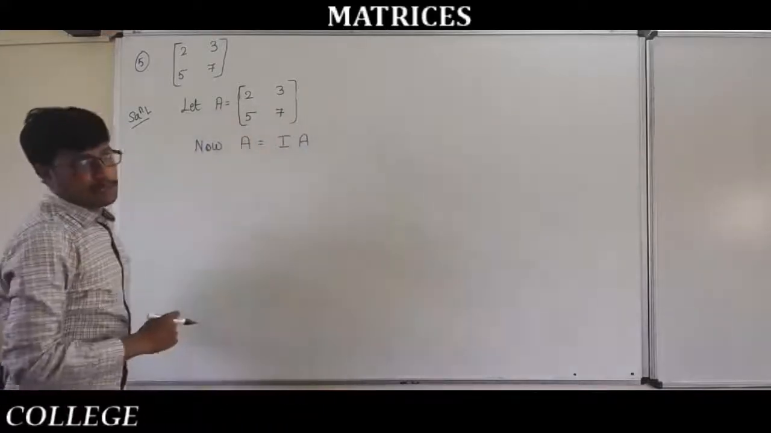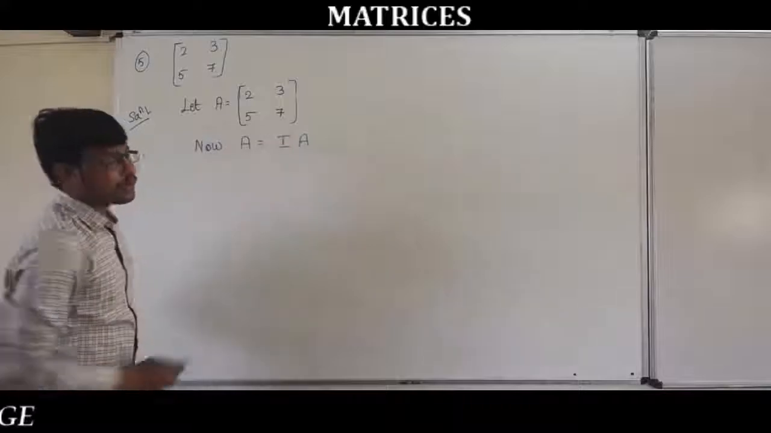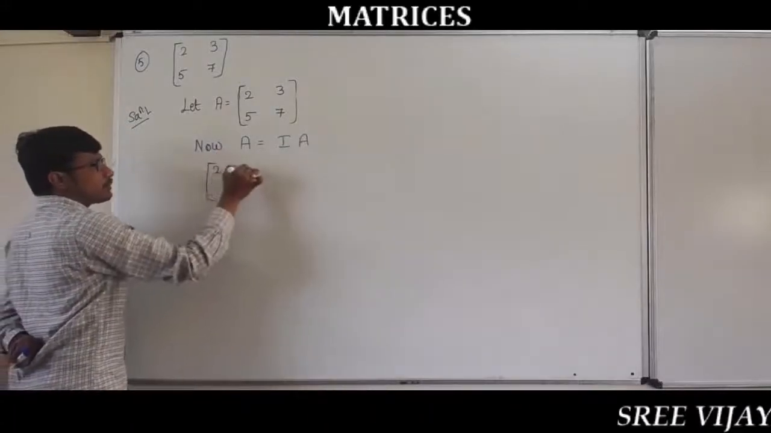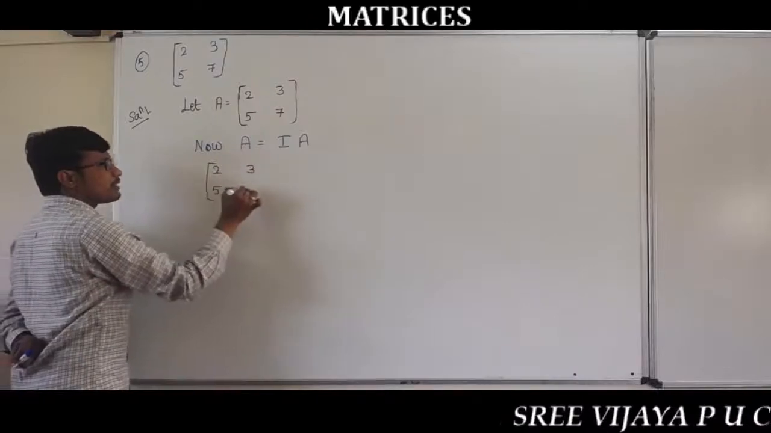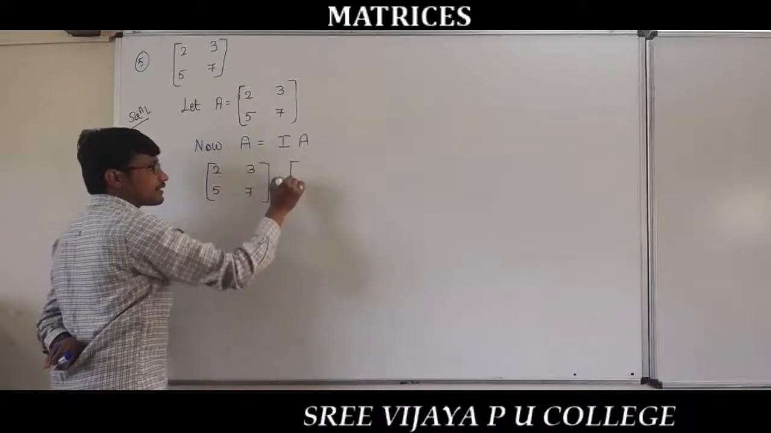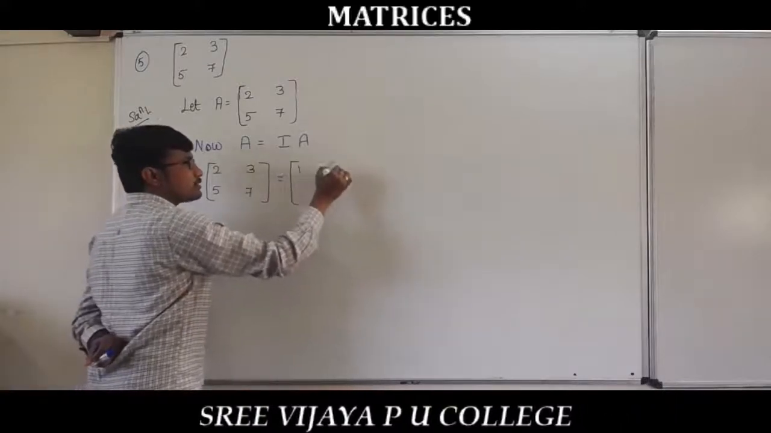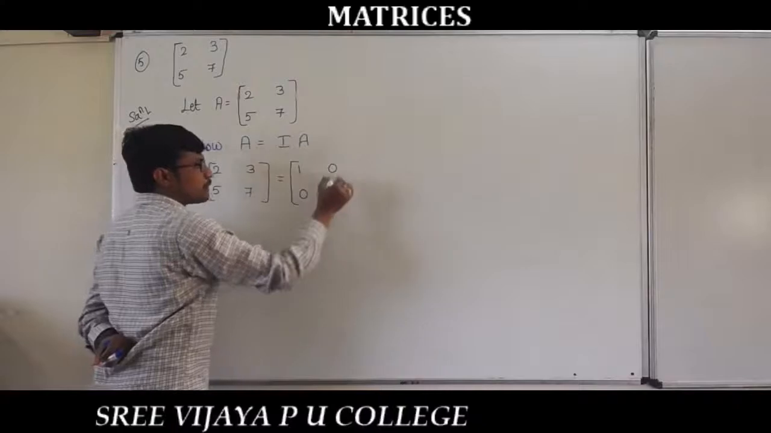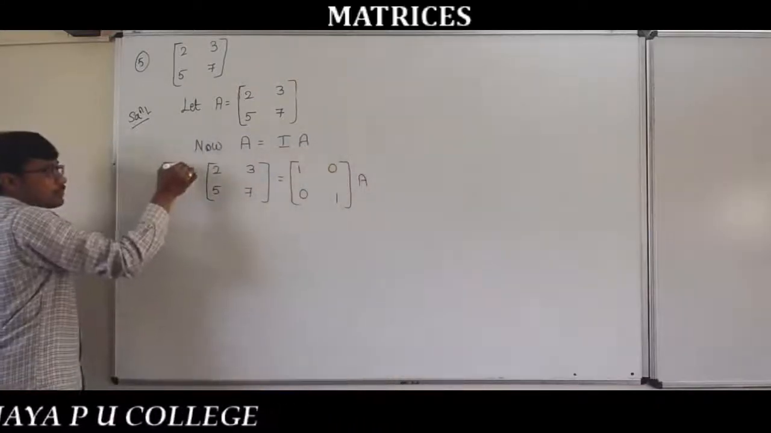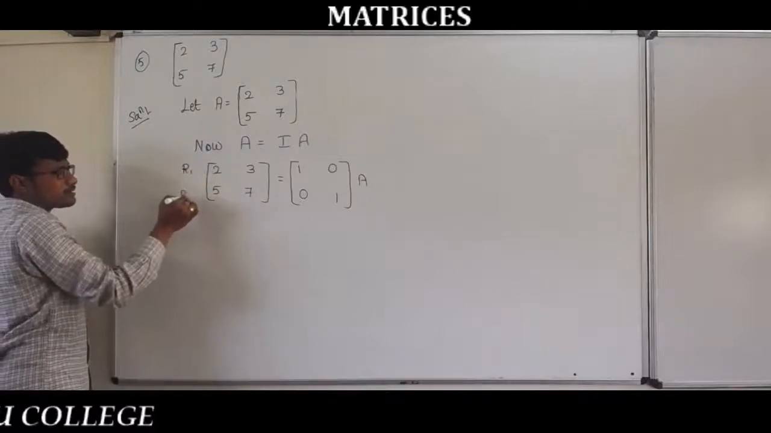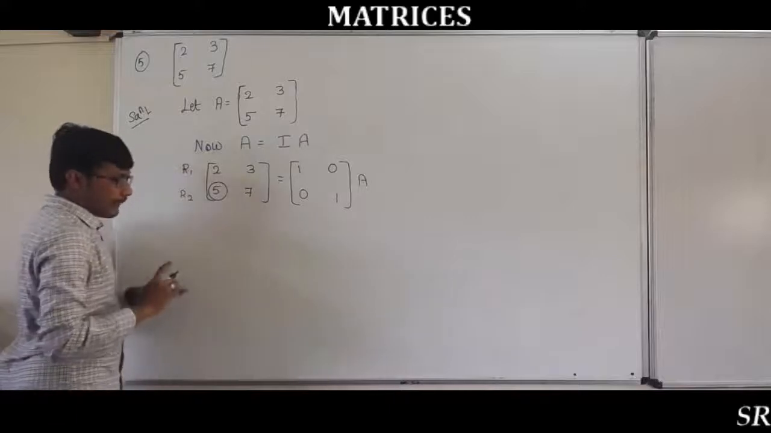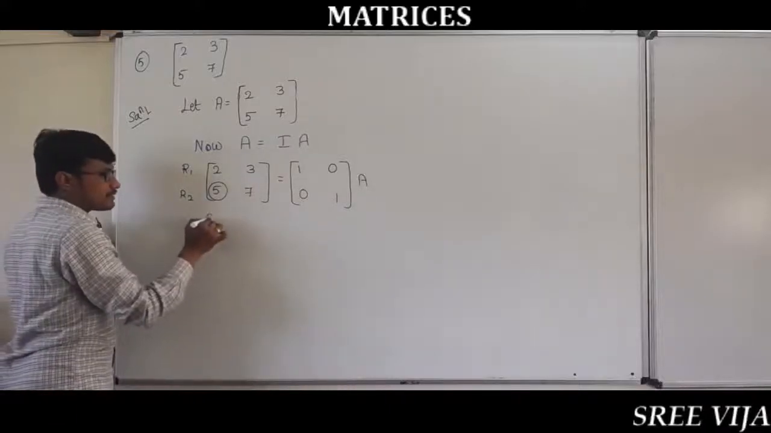You are applying those elementary operations, right? A is equal to A. Write that A. What is A? 2, 3, 5, 7. So this is the matrix A. And the matrix I, 1, 0, 0, 1, is the matrix I into A. So it is R1, it is R2. To make it a 0, you can apply the elementary operation. So it is in R2, right?